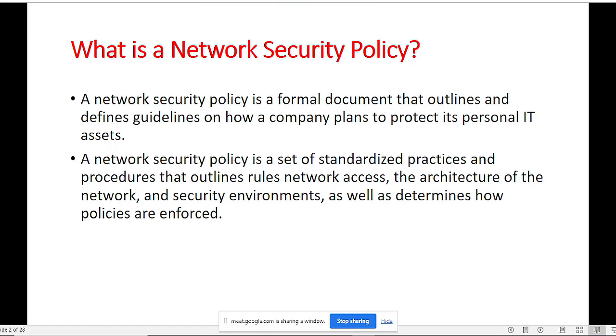So it clearly defines all the rules and the procedures. Because when you talk about network security, we associate different resources. It could be the users, it could be the devices.